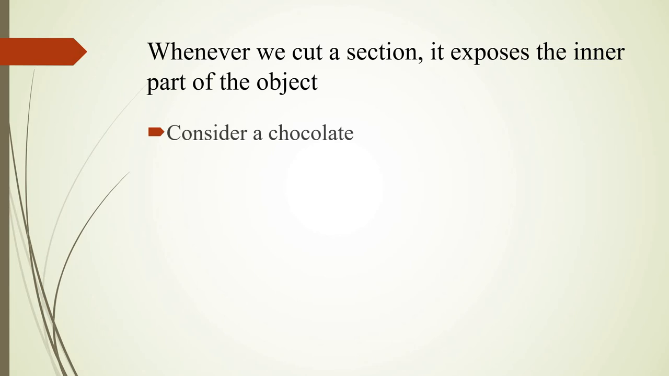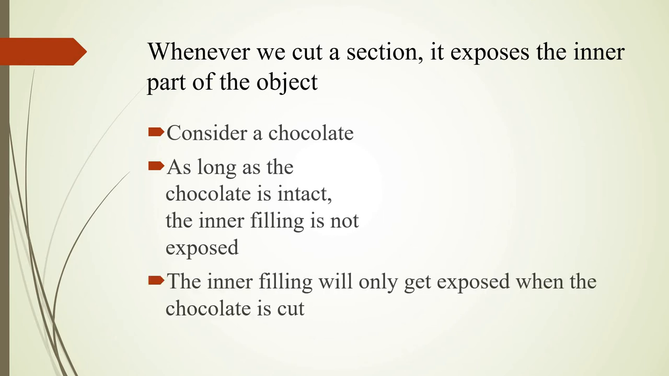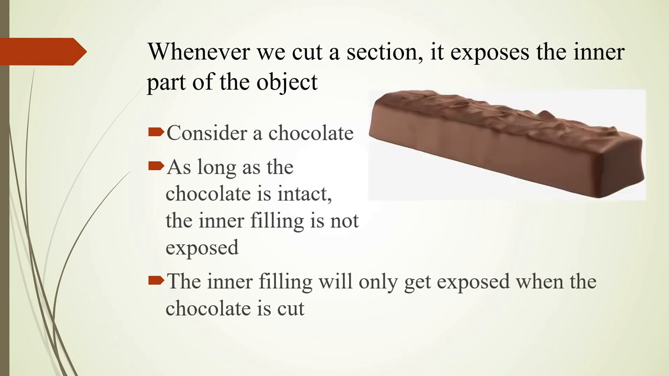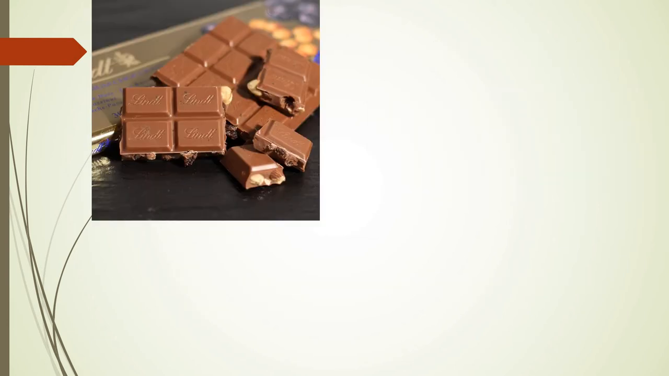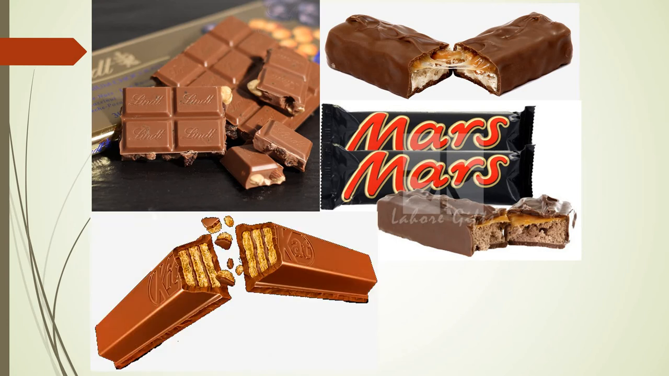We are a foodie nation, so I'm going to give you an example of an edible. Consider a chocolate. As long as that chocolate is intact, you don't know what is inside. The internal filling will only get exposed when the chocolate is cut. So there is this chocolate as a whole, and you don't know what's inside. But once I cut these chocolates, you get to see the nuts or the fudge or the raisins and fudge in combination, or if it has wafers.